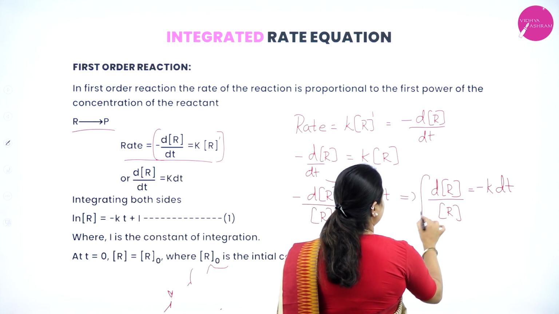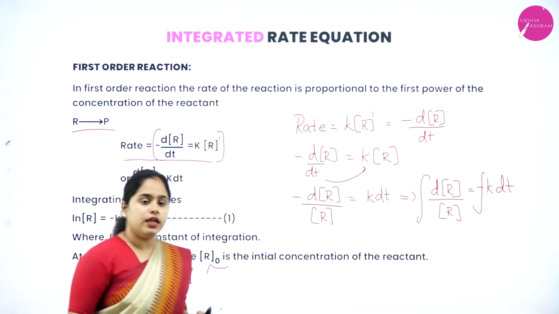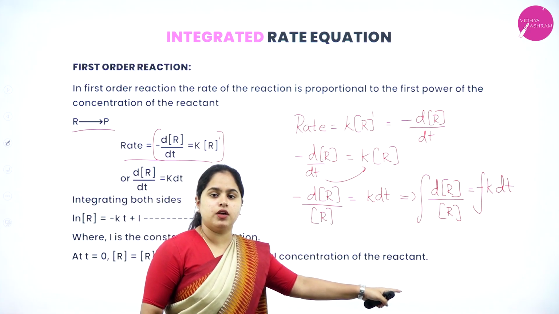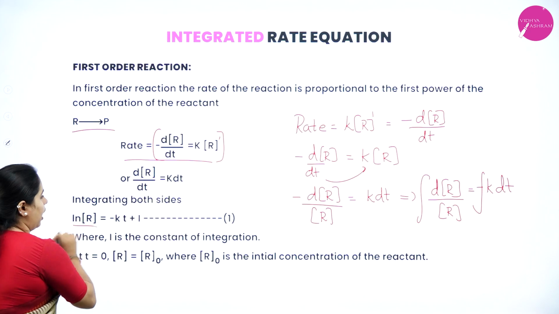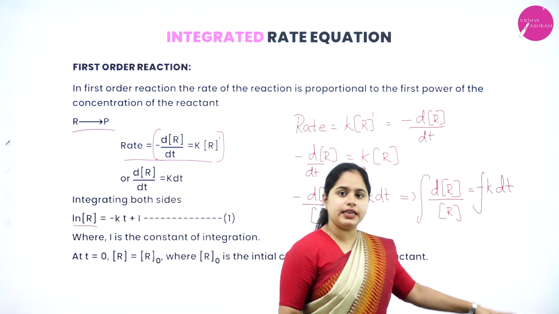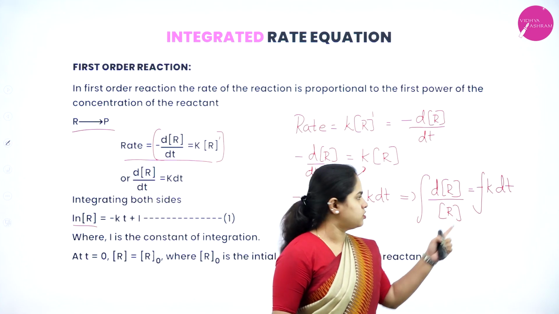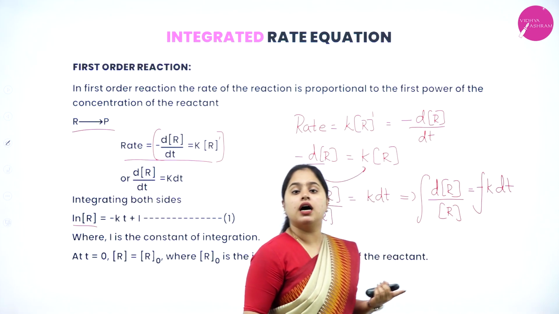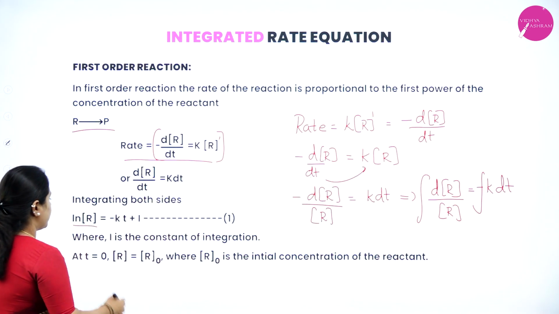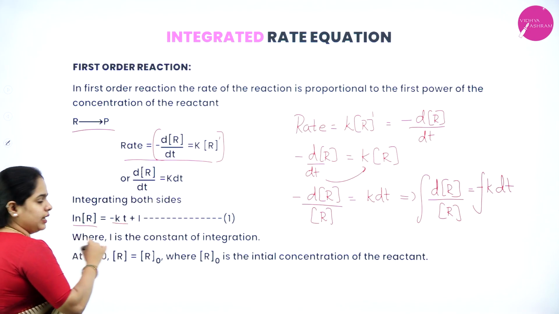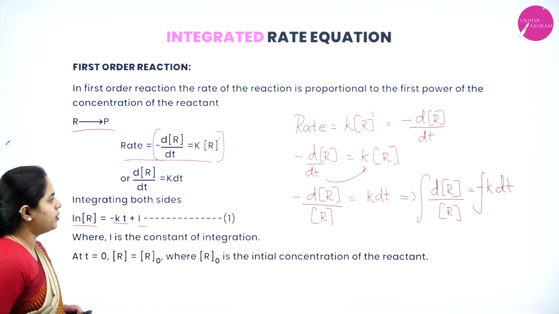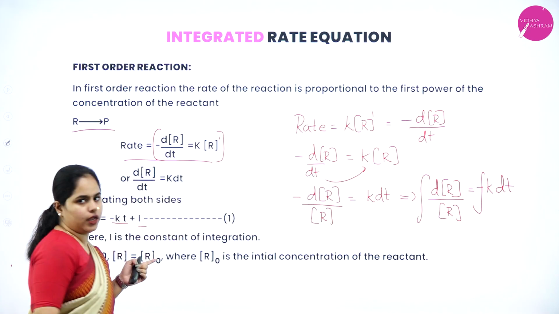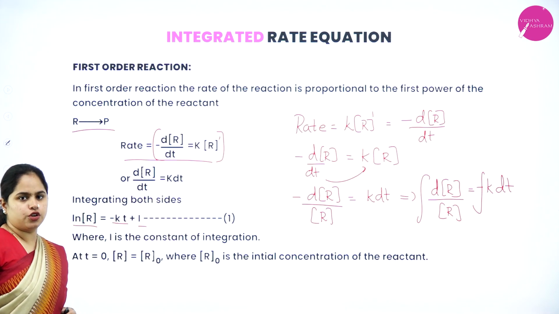Now we are going to integrate this equation on both sides. So the integral of dR by R will be equal to ln R, right? And the integral of K dt, again we have done it in the previous one also. K is a constant, so minus K will be kept outside. The integral of dt is t plus a constant of integration as well. So the equation becomes ln R is equal to minus Kt plus I. I hope it is clear. We are integrating this equation, and from here we get this particular equation, where I is the constant of integration.